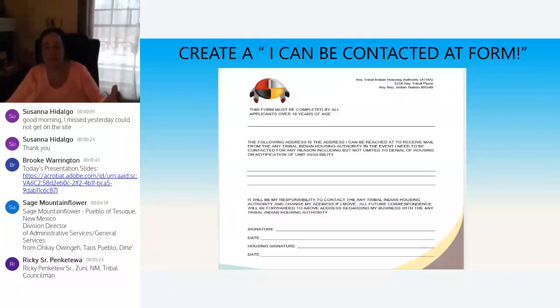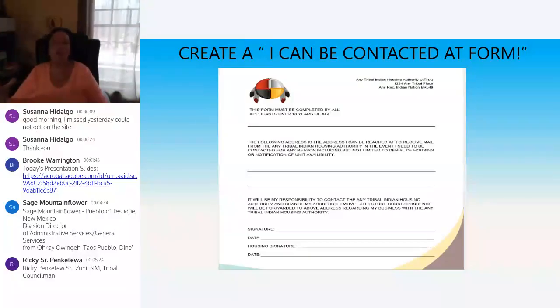This form has to be completed by all applicants over 18 years of age. The following address is where I can be reached to receive mail from the housing entity. In the event I need to be contacted for any reason, including but not limited to denial of housing or notification of a unit availability, it's going to be my responsibility to contact the housing entity and change my address if I move. Any future correspondence will be forwarded to the above address regarding my business with the housing entity.